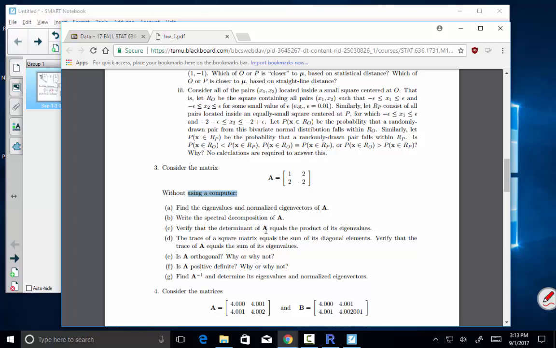Verify that the determinant of a square matrix equals the product of its eigenvalues. Verify that the trace of a square matrix equals the sum of its diagonal elements, and that the trace of A equals the sum of its eigenvalues. Is A orthogonal? Orthogonal is a definition. It's a type of matrix. So is it or is it not? Is it positive definite? And then find the inverse and the eigenvalues and eigenvectors of the inverse.